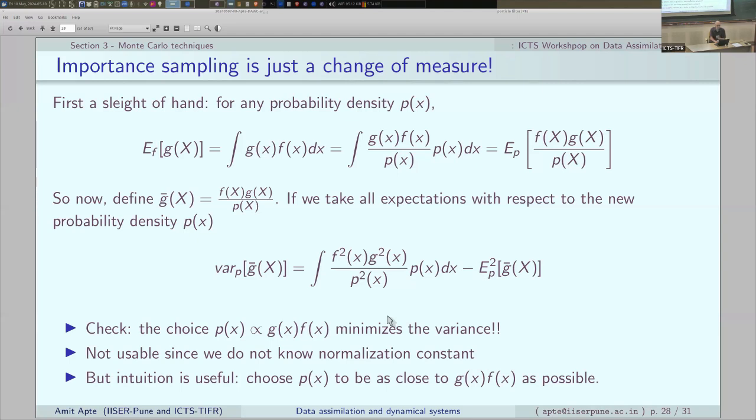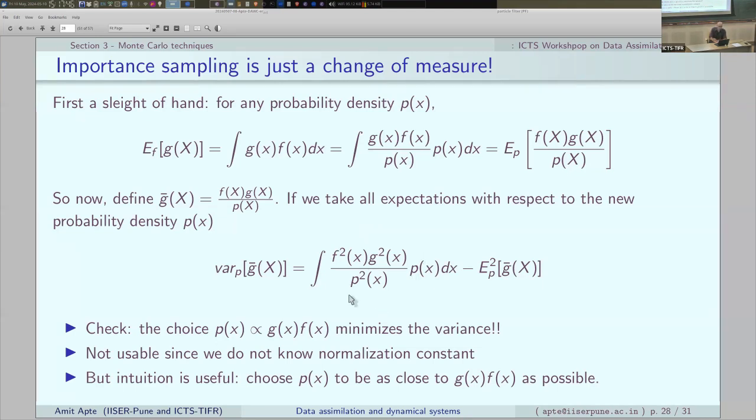Okay, so the last quantity in this equation is simply the square of the quantity of interest. It is exactly this expected value of g with respect to f, which is also the expected value of g bar with respect to p, squared. So we can't really do much. By changing p, we cannot change this quantity much, because that's the expected value, which is what we want. So we can play around with this in order to minimize the variance.